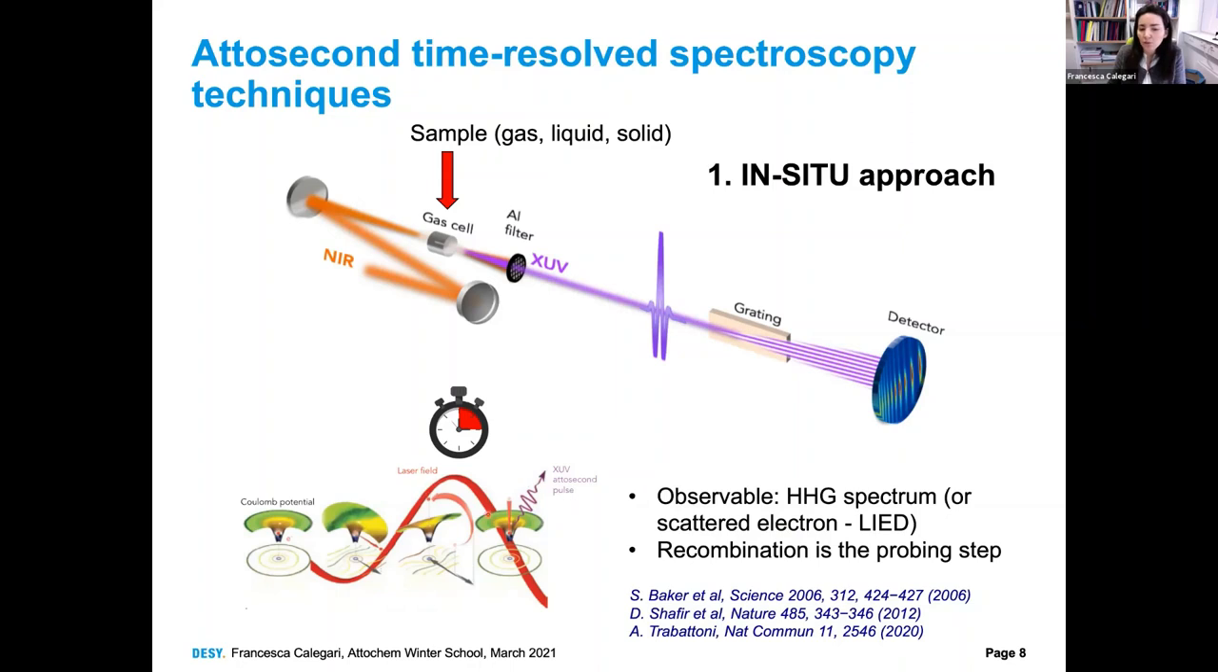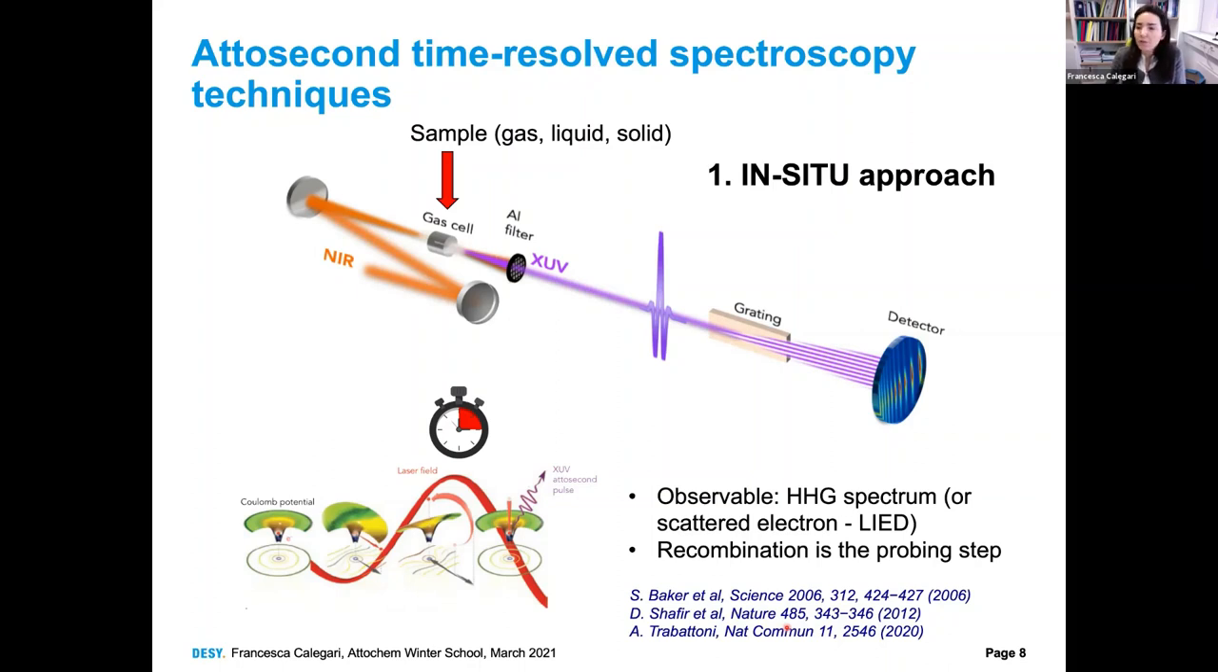Of course, the electronic wave packet will also scatter with the parent molecule and give you a signal, which is called laser-induced electron diffraction. And this is an alternative method to obtain information on these ultra-fast dynamics. And here I'm citing a work, for instance, that you can have a look at to see how it's possible to observe these dynamics via this laser-induced electron diffraction technique.